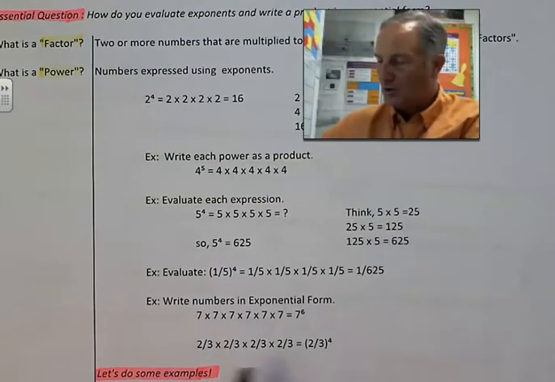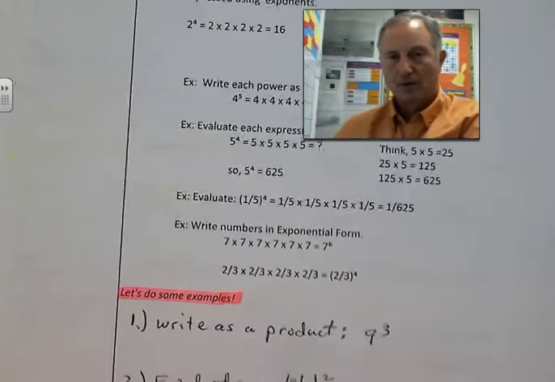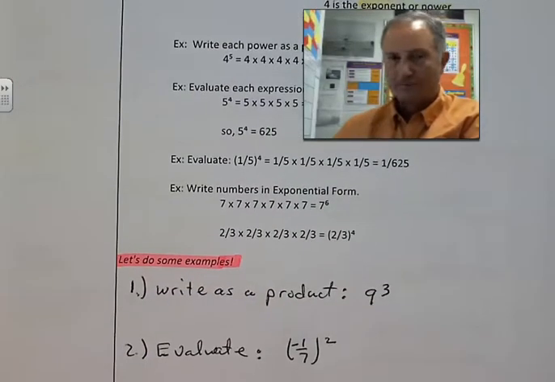Okay? 2/3 times 2/3 times 2/3 times 2/3. Your base is 2/3. 1, 2, 3, 4 times. So raised to the 4th power. Okay? Pretty straightforward. A couple of examples here.